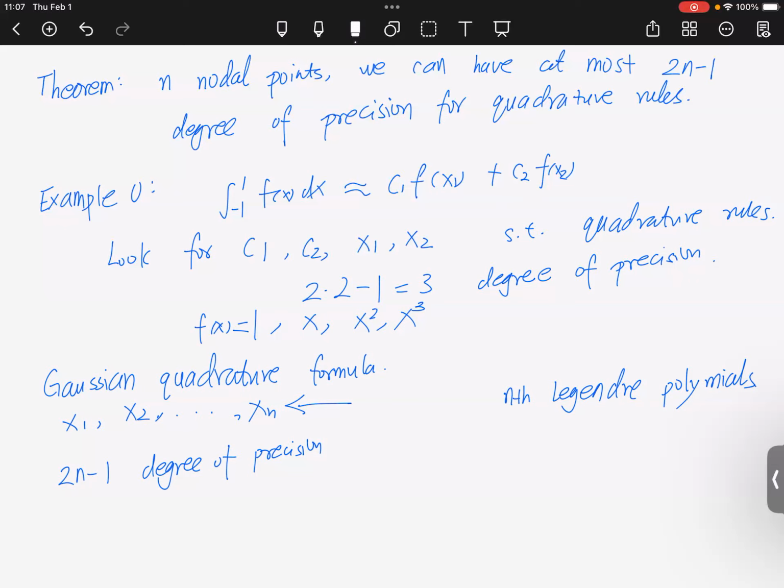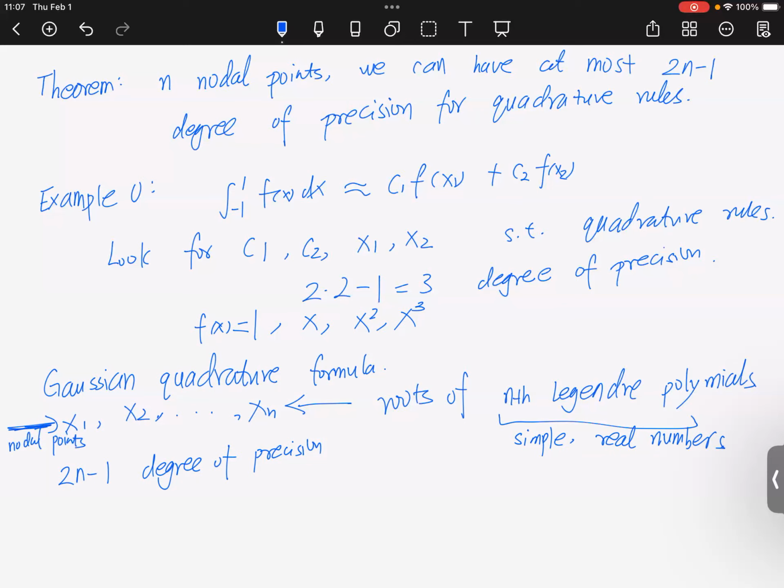I have attached links on the canvas that answer why the roots are simple and why all the roots are real. This is something extra, and you don't need to know it if you are not interested in the fact about the roots. So all the roots are simple and they are real numbers, and we have n roots here. These are the nodal points.